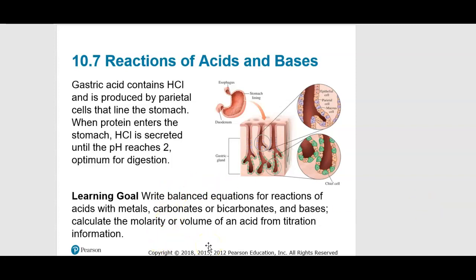In this section, we're going to learn to write balanced equations for reactions of acids with metals, carbonates, bicarbonates, and bases, and also to calculate the molarity or volume of an acid from titration information. So we've got quite a few things to do, so let's get started.